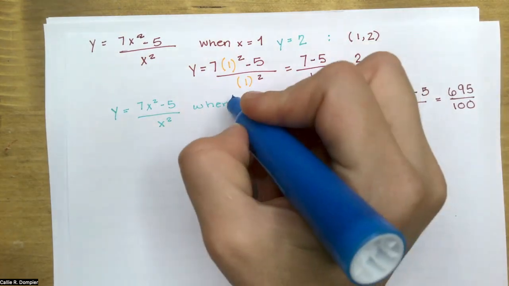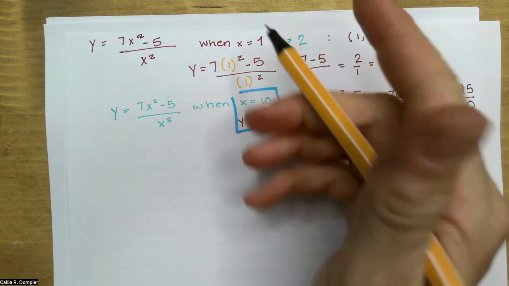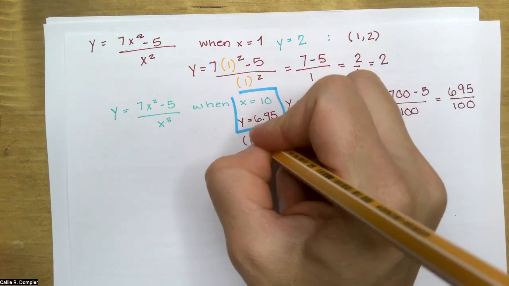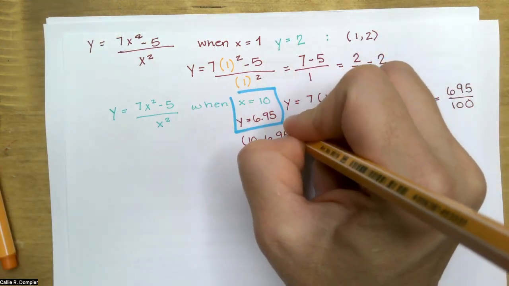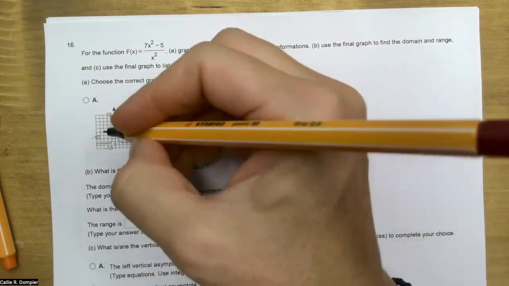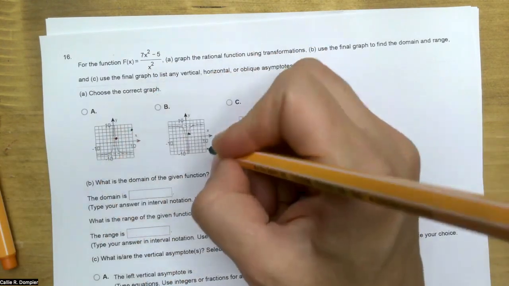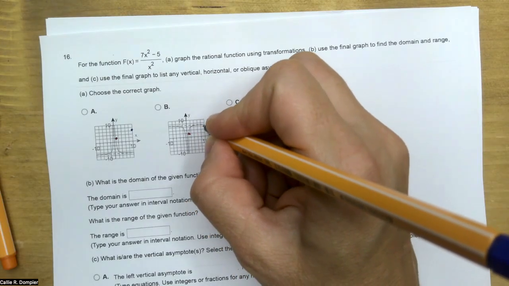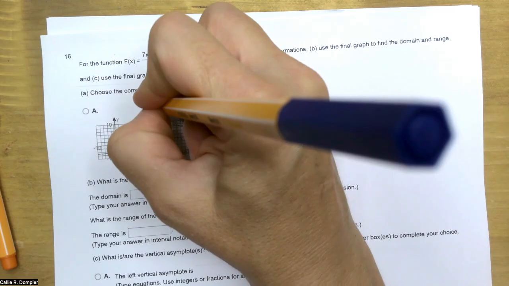Let's find that on the graph. That point will be (10, 6.95). I'll go up to 10 and up to almost 7. So it looks like it is the graph of B.